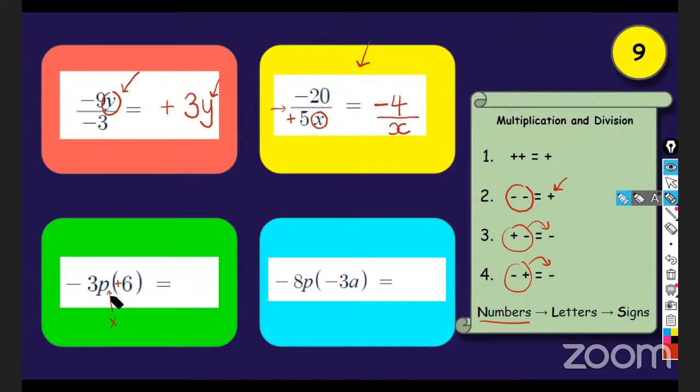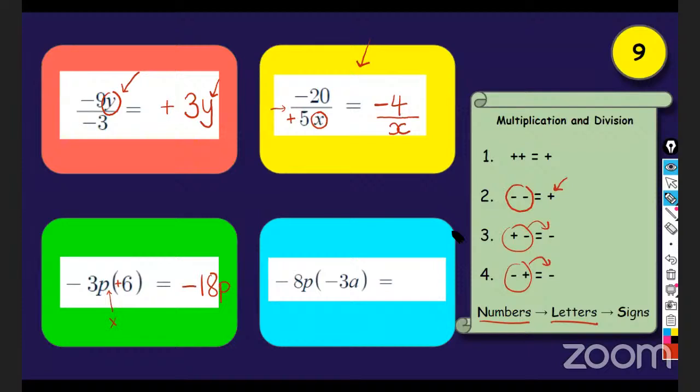3 multiplied by 6. 3 by 6 is what? 18, right? 6 by 3 is 18. Let's do the letters. The letter involved is P. So we just put back the P here. And a minus and a positive. When the signs are different, you get what? A negative. That one is pretty easy, right?